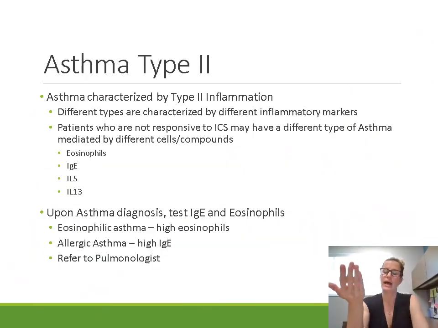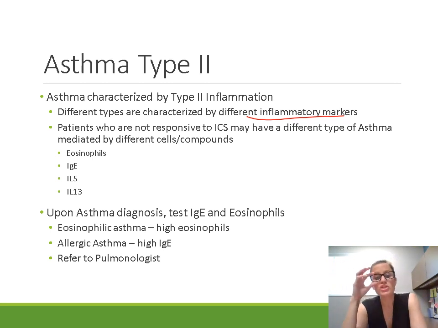Which brings me to this last slide. Asthma type 2 is asthma that's characterized by type 2 inflammation. There's all different types of inflammation, and the different types of inflammation are mediated by or characterized by different inflammatory markers. Patients who are not responsive to inhaled corticosteroids and who aren't responsive to normal therapy might have a different type of asthma. They might have a different type of inflammation occurring that's mediated by different cells and different compounds. So we might have to treat that a different way.